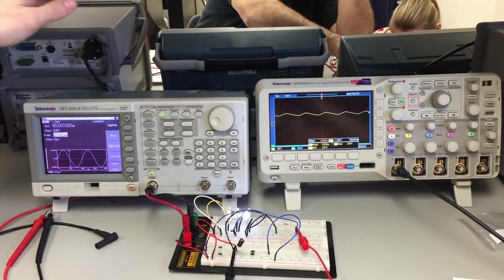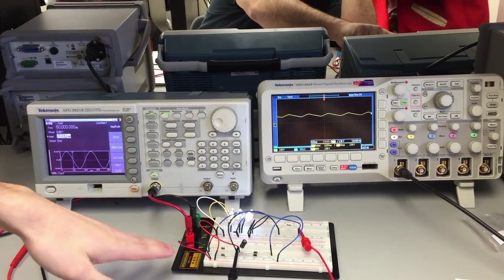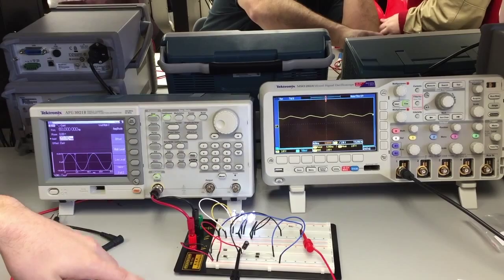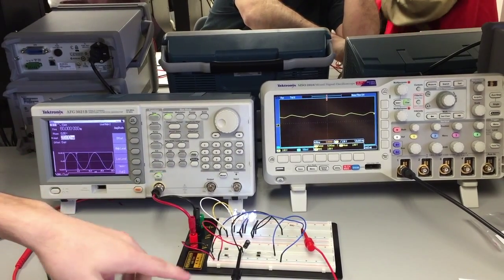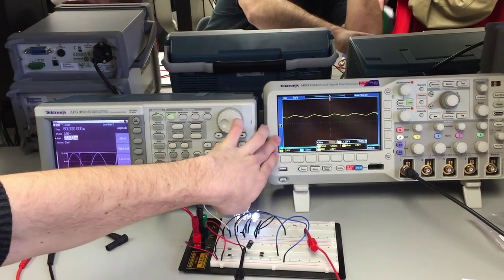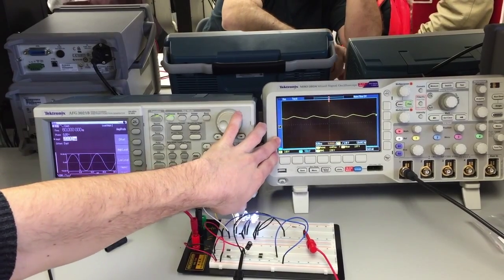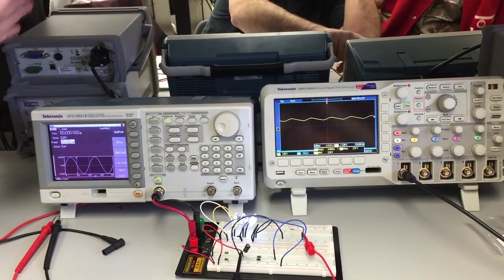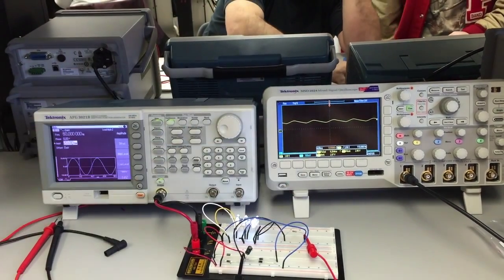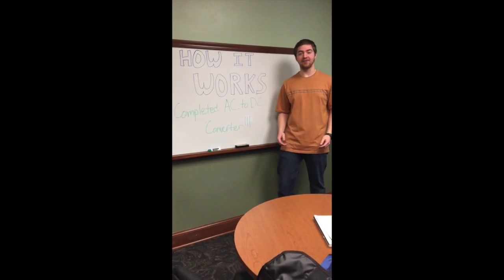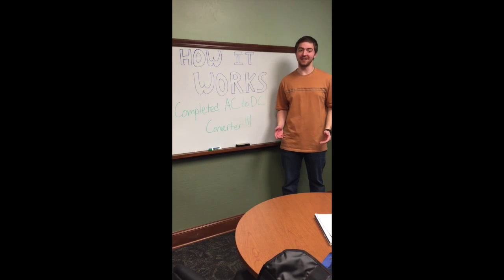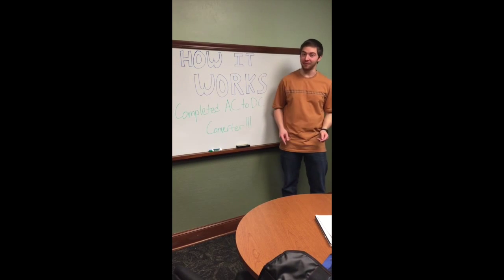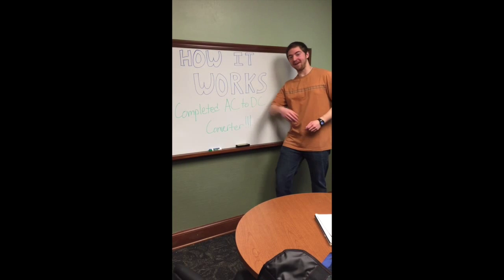Alright, so here we have our input going out to our breadboard with our LEDs lighting up correctly and our AC to DC converter right here. And here we have the oscilloscope showing the dirty direct current that was converted from the alternating current to the direct current. We now have a complete AC to DC converter. Let's see what our resident expert has to say about the final design.